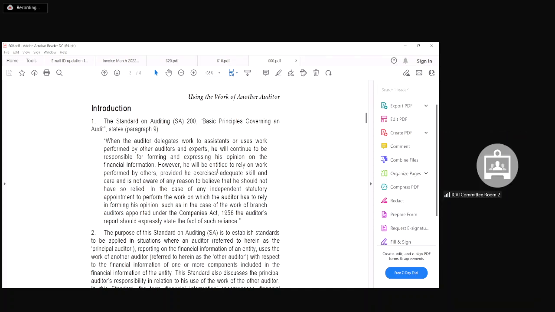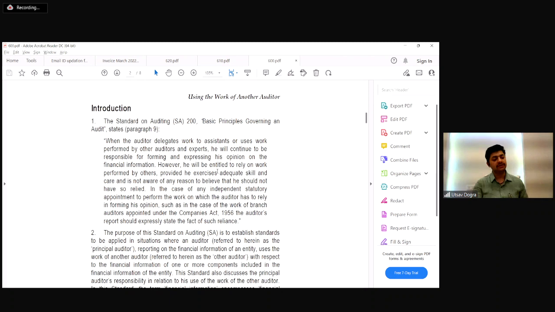Fine, sir. So we are covering two standards today, SA 600 and SA 620. SA 600 talks about the work of the other auditor. Here, we are starting with SA 600 and thereafter we will take you to SA 620, which talks about the work of the auditor's expert, the outsider expert or the experts that the auditors engage.